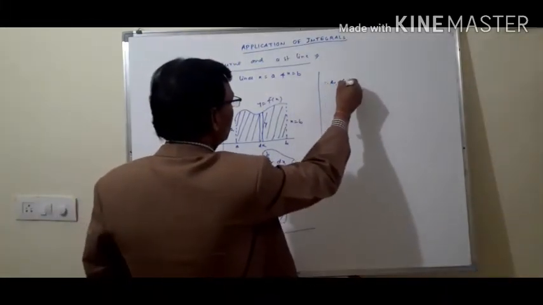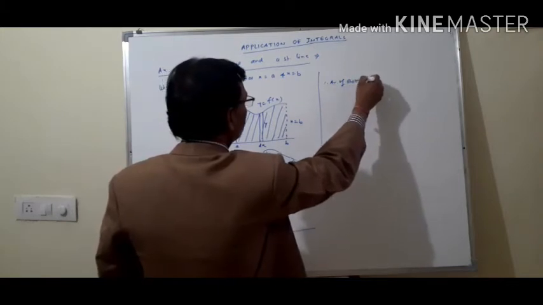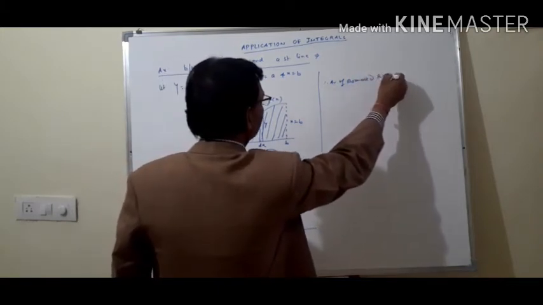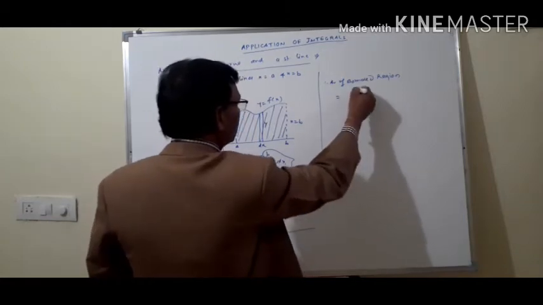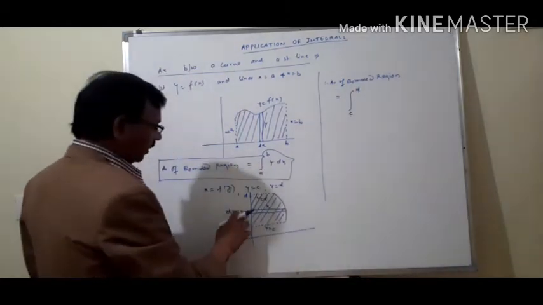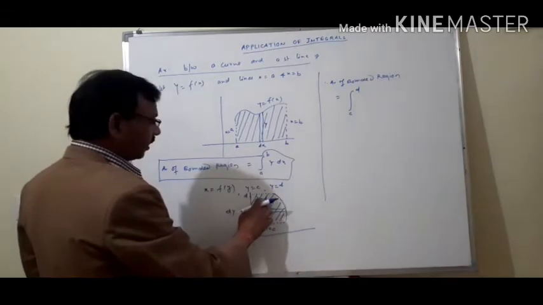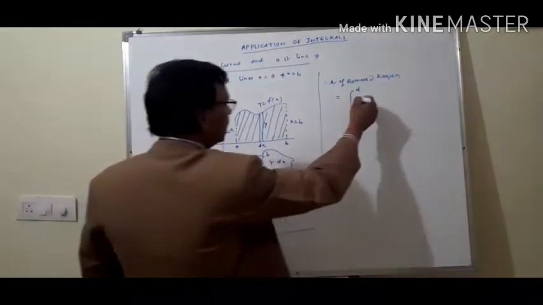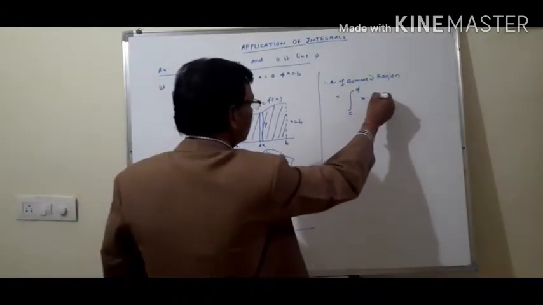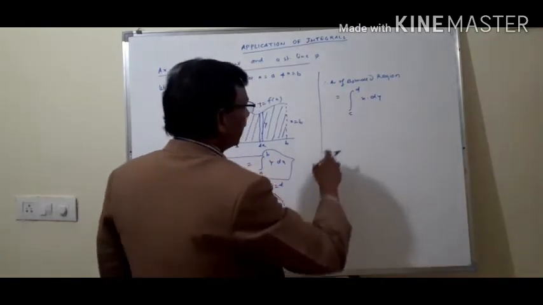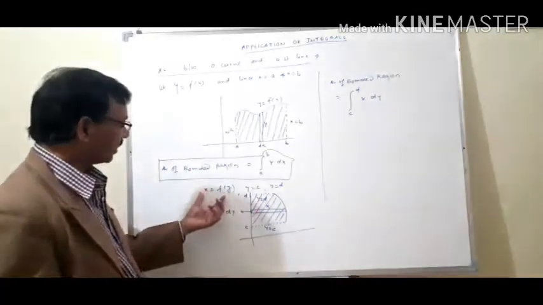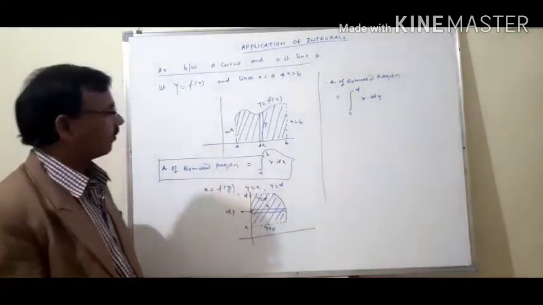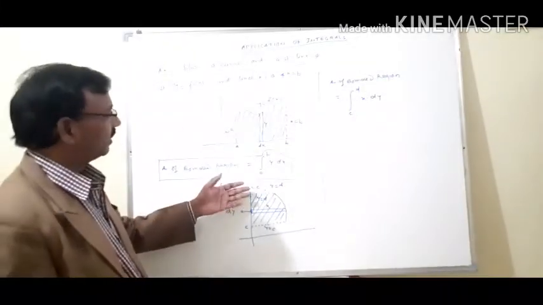Therefore the area of the bounded region will be equal to the integration from c to d of width into length, means length into width, that means x dy. With the help of this formula, we can find the area of the region bounded by this curve and the given lines.